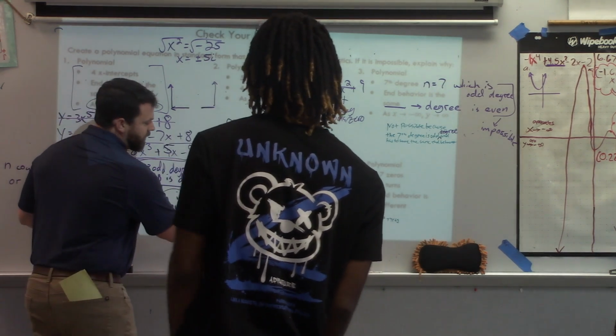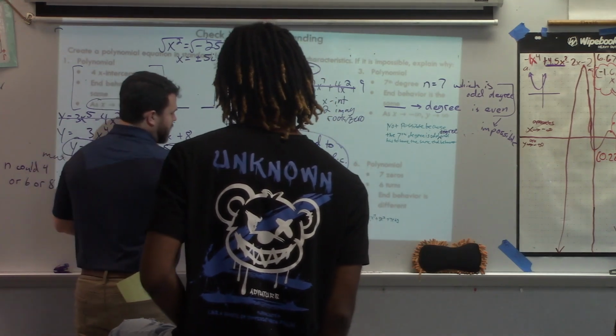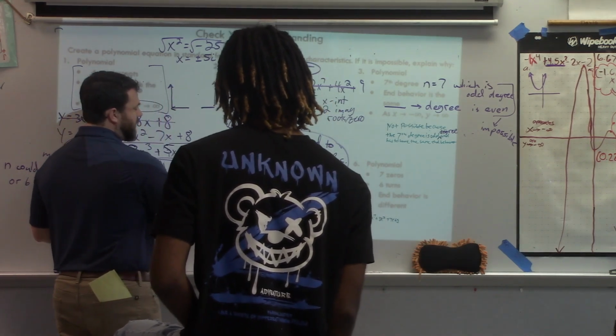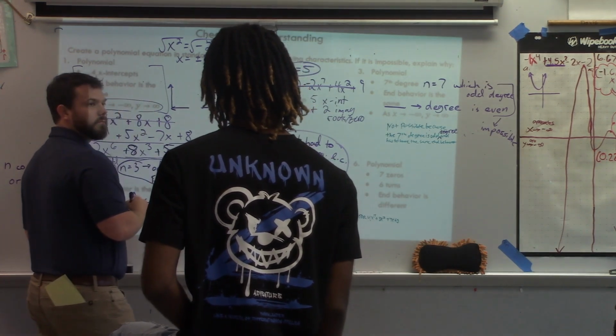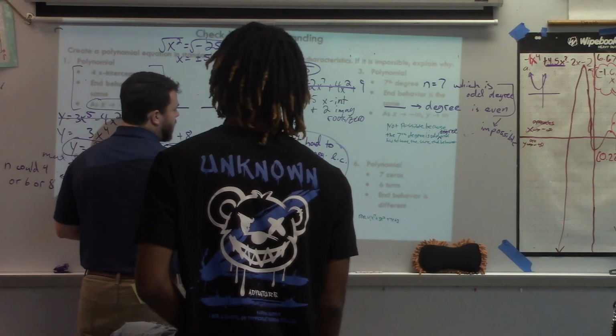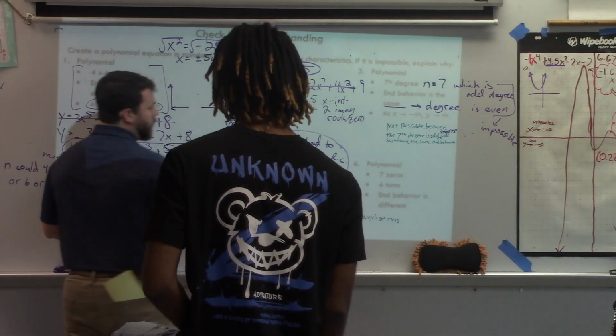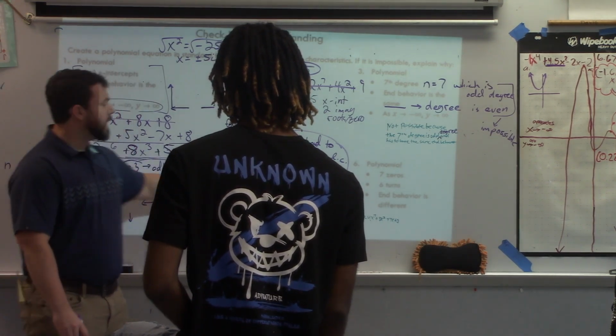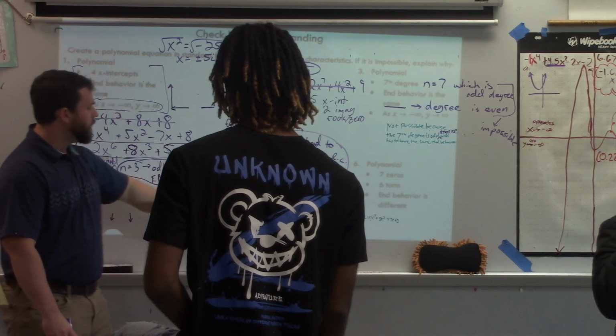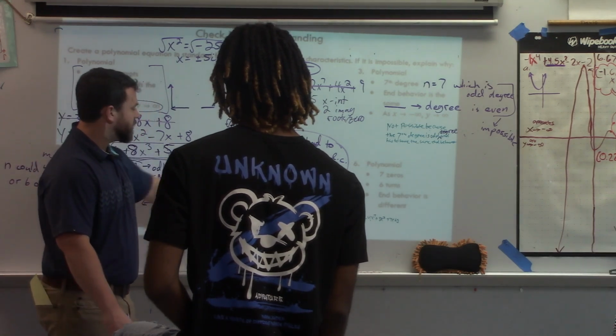So notice 7th degree here. So this means n is 7 or what? Higher, right? If it was less, we would not be able to have 6 x-intercepts. So n has to be odd here. N is 7 or higher here. And then what does this tell us?